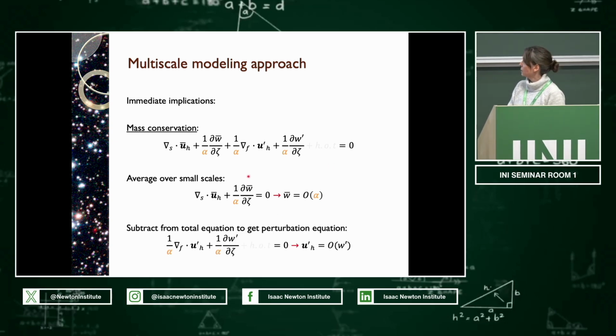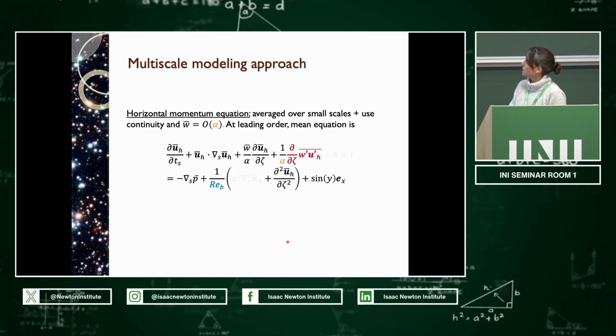On the other hand, you now take this equation and you subtract it from the total. You're left with just this bit. And you can see now each of these two terms have a 1 over alpha in front. So we now need the horizontal velocity and the vertical velocity on the fast scales to be of the same order. And that's really a statement of isotropy on these small scales.